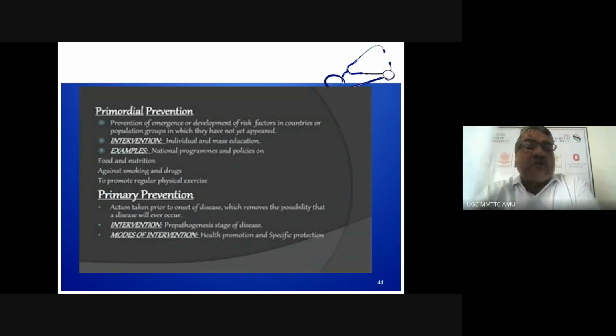Now, primordial prevention is prevention of the emergence or development of risk factors in countries or population groups in which they have not yet appeared. Primordial is the prevention of emergence or development of risk factors in countries or population groups in which they have not yet appeared.